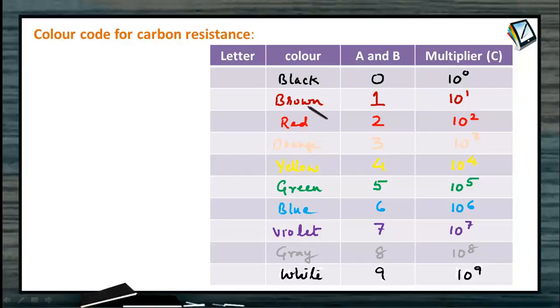So to remember these color codes for A and B and the multiplier, there is an easy method of doing it. First letter as an aid to memory. This is B, Brown B. Red R. Orange O. Yellow Y. Green G. Blue is B. V is violet. Grey is again G. And white W. To remember the sequence of the color code, the following sentence should be kept in memory. B.B. Roy of Great Britain has very good wife.